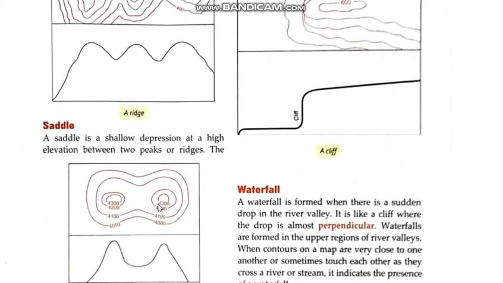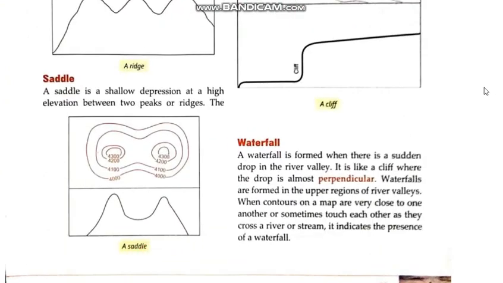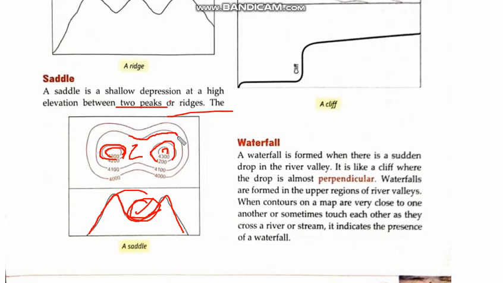Now next is saddle. So what is a saddle? A saddle is a shallow depression at a high elevation. If there is a high elevation, then there is a depression between two peaks or ridges. This one place is a depression, that is known as a saddle. What we are doing over here is making two circles over here, two over here, and in between, like these, we leave the space and make two circles again, and we join them.